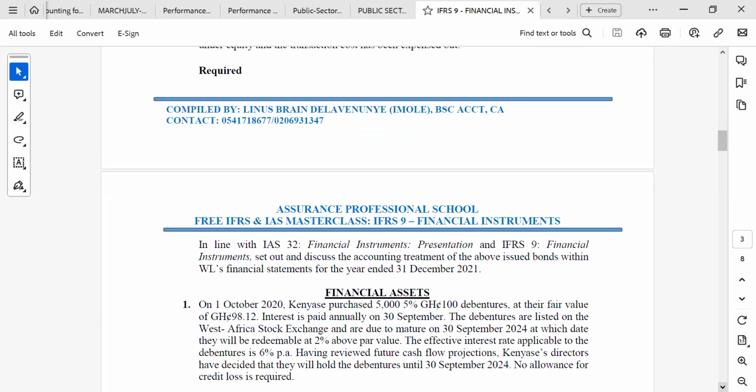In line with IAS 32, Financial Instrument: Presentation, and IFRS 9, Financial Instruments, set out and discuss the accounting treatment of the above issued bond within WL's financial statement for the year ended 31st December 2021. Okay.